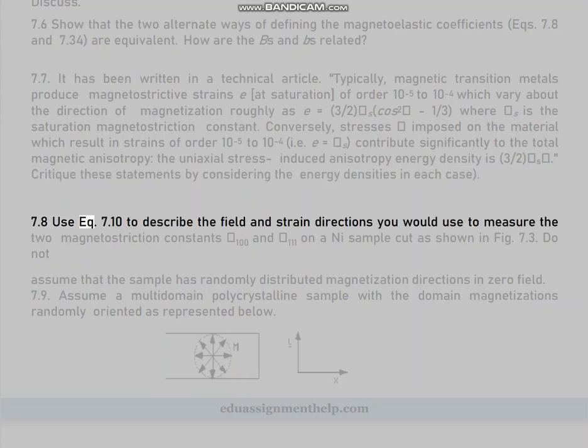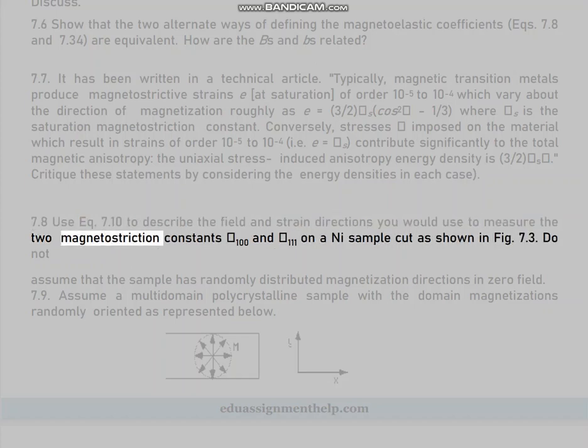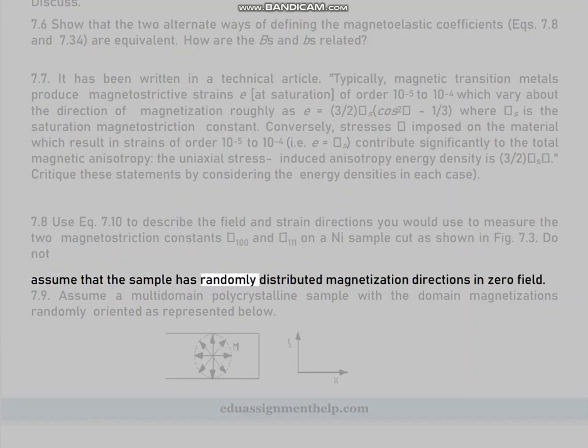7.8 Use EQ 7.10 to describe the field and strain directions you would use to measure the two magnetostriction constants λ100 and λ111 on a Ni sample cut as shown in Figure 7.3. Do not assume that the sample has randomly distributed magnetization directions in zero field.